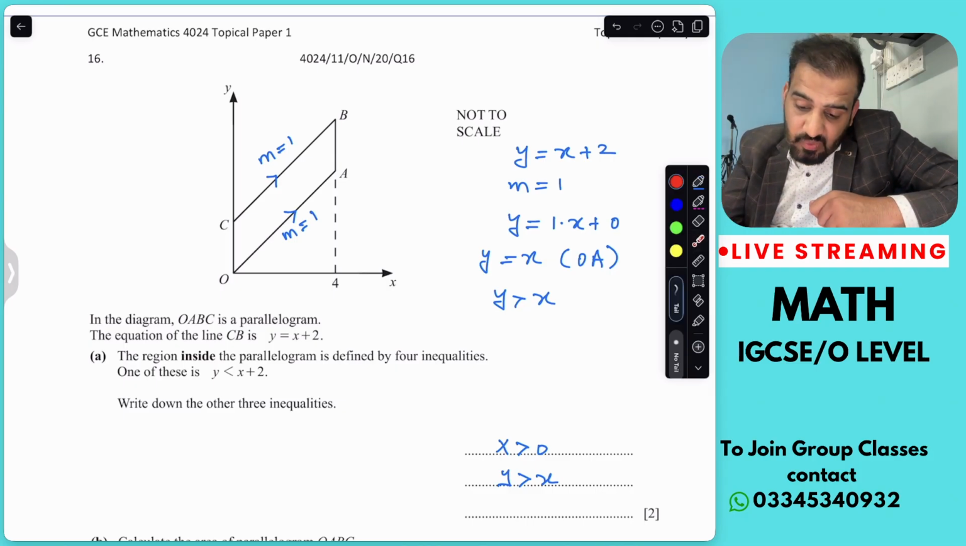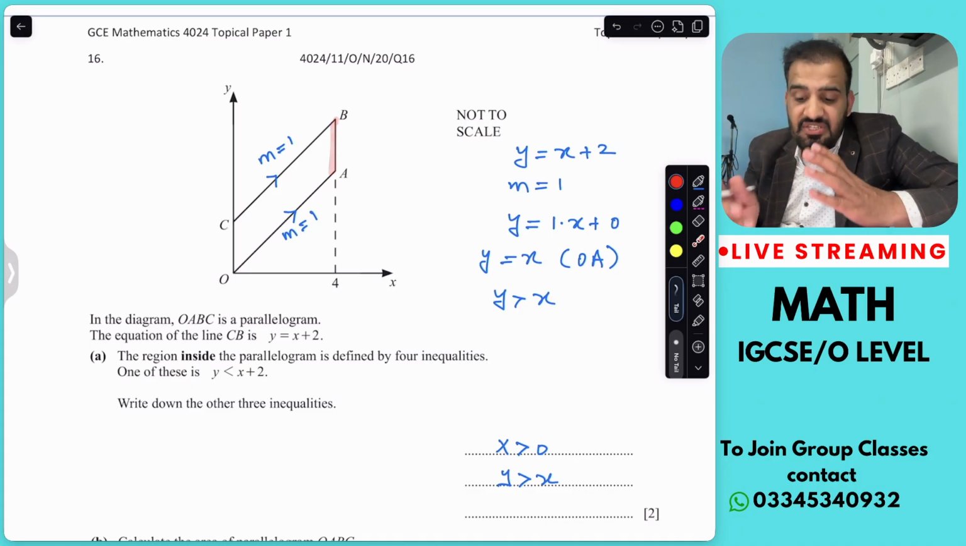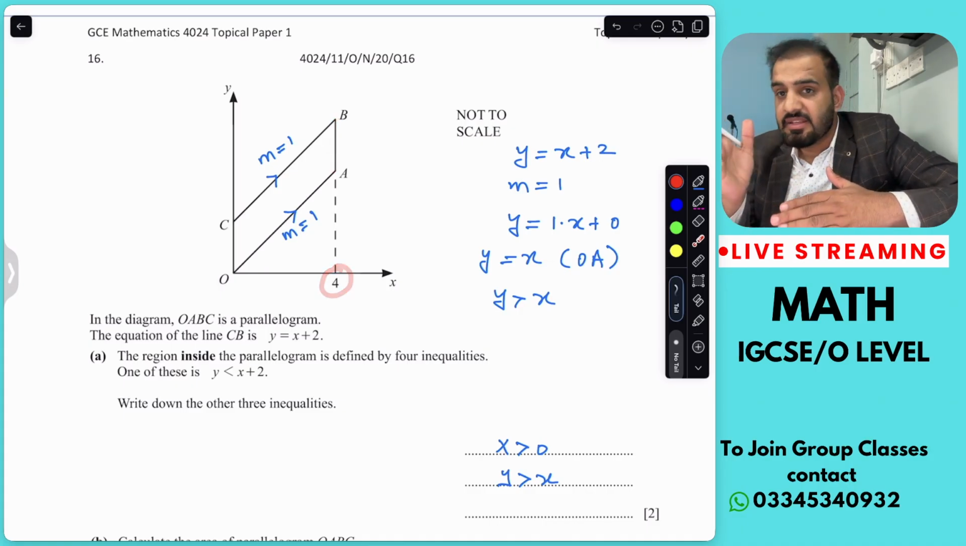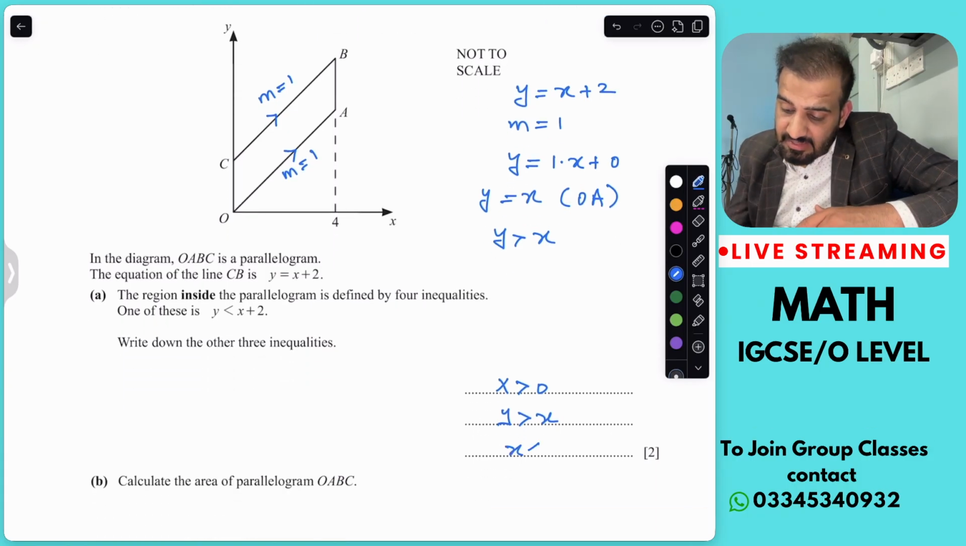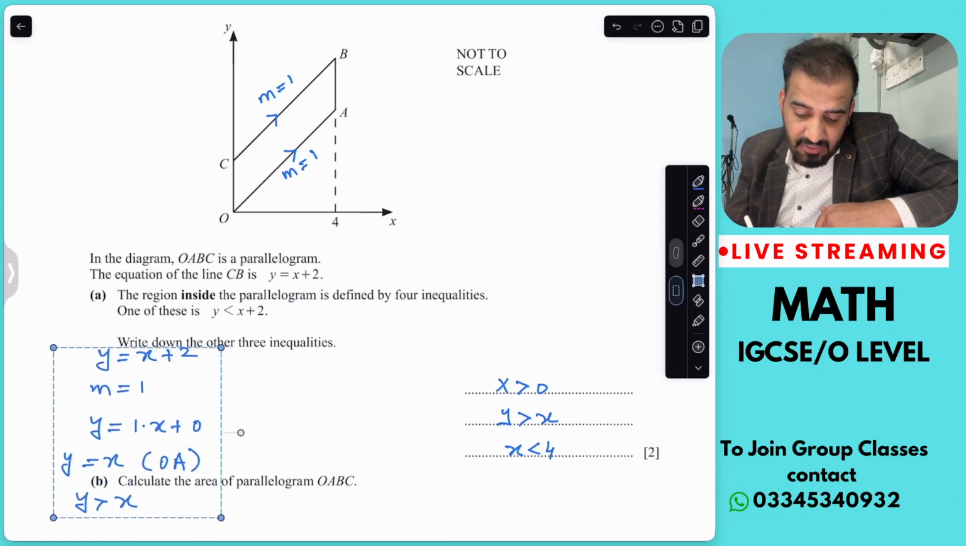Now let's come to the fourth inequality. This line is a vertical line, which is x equals 4, and the region is on the left side. So you will say x is less than 4. You have to do all this working here.